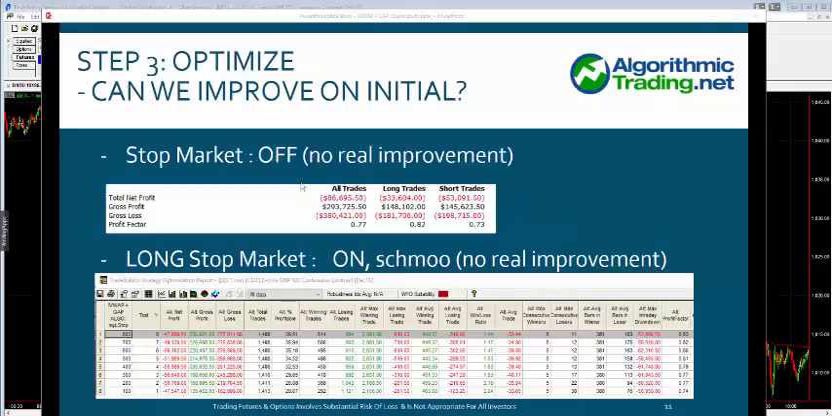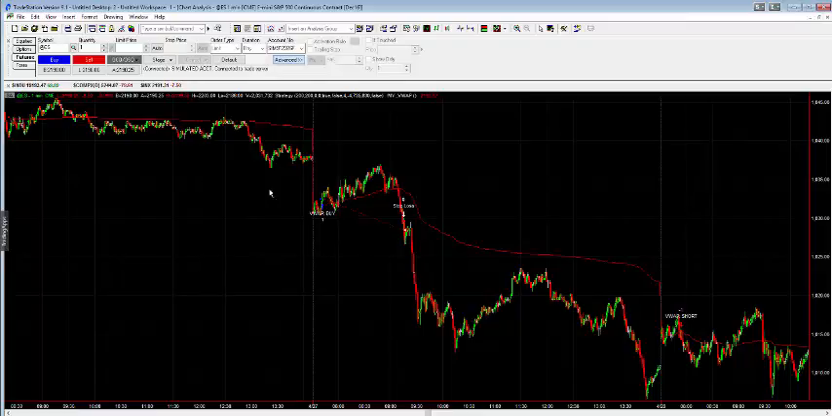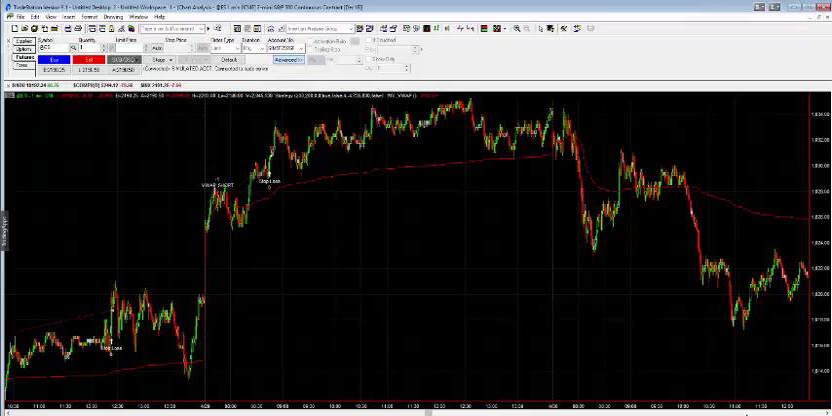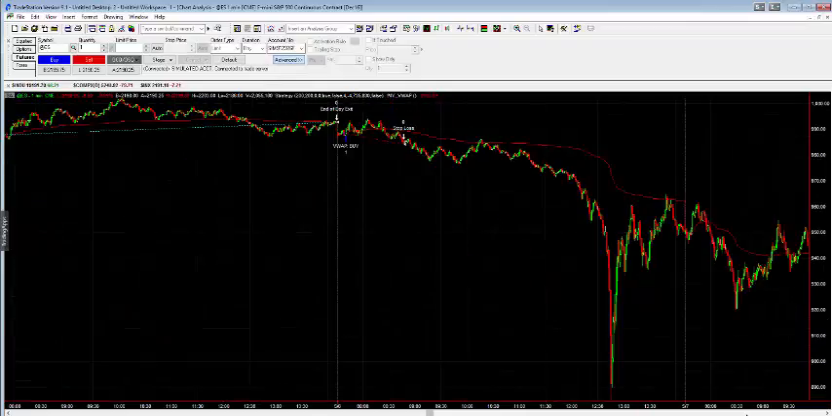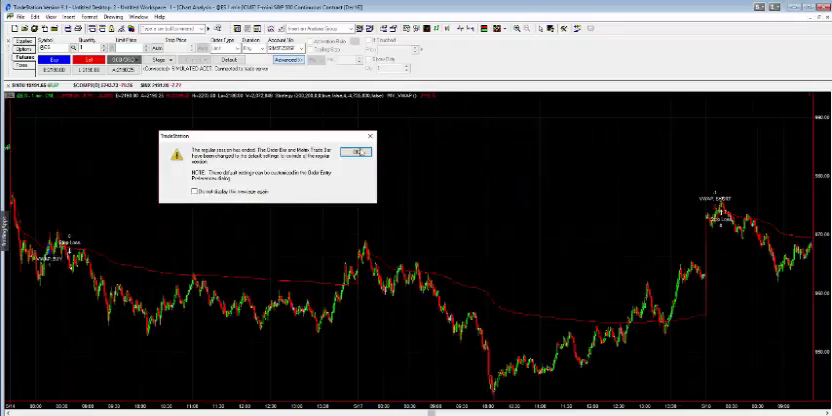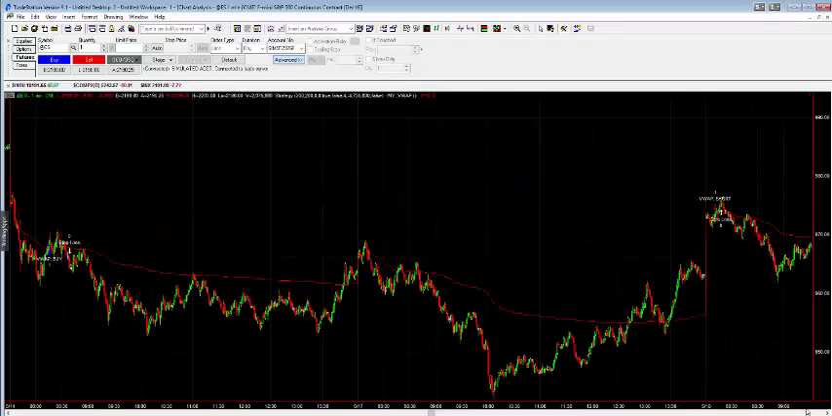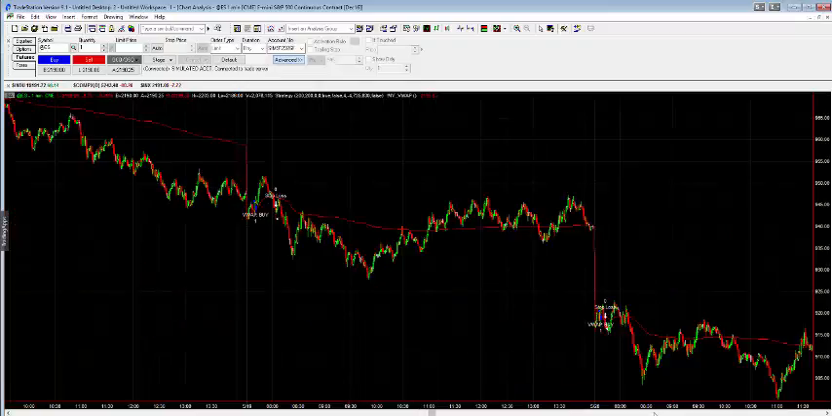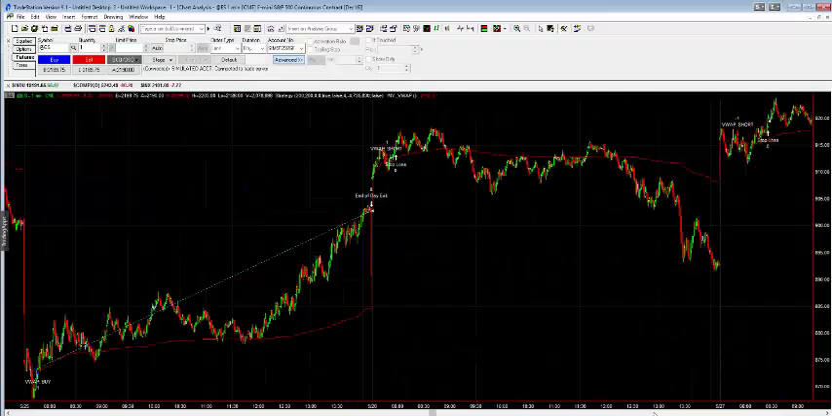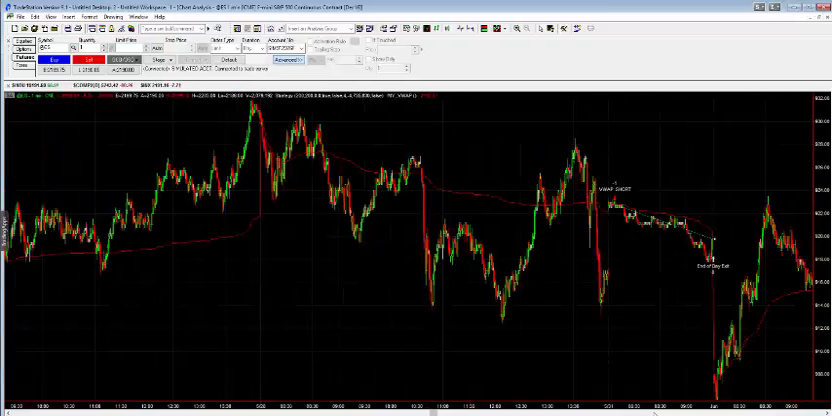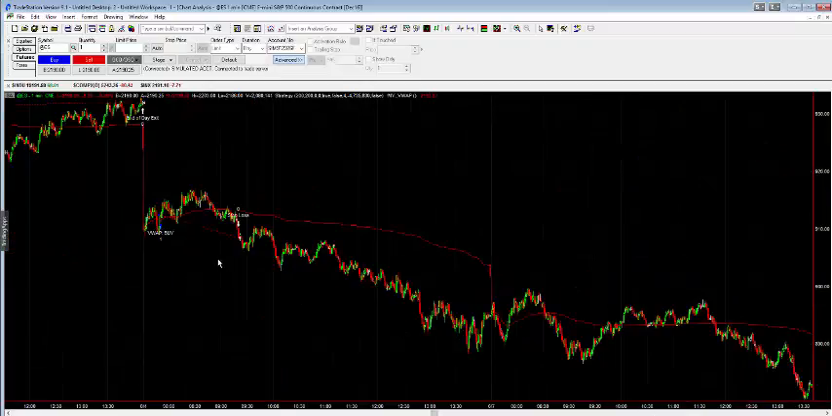Okay, so the first thing I did is I ran the algorithm with the stop turned off. So the original idea was to have a tight stop, but we wanted to see what it did if we don't have a stop. Because the idea being, are we maybe getting whipped out of trades? And if I look here, eventually I'll find probably a good example. It looks like the market just closed actually, but if I keep looking, eventually we'll find an example where the original trade idea was probably good, but we got stopped out of it, and it kind of whipped us out of the trade.